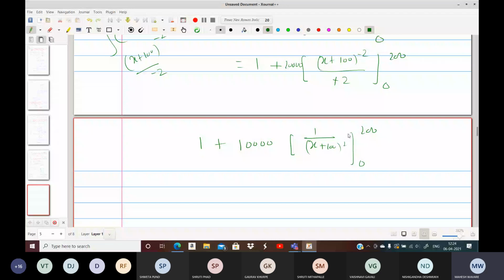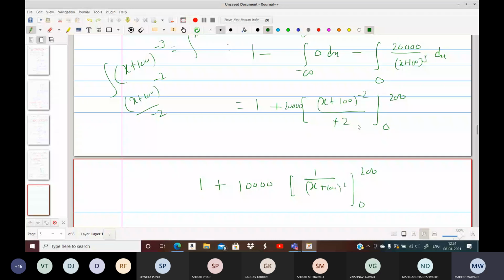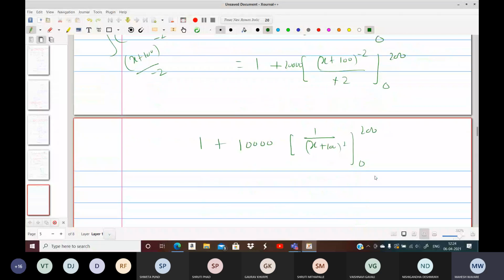Okay, I will do the calculations. 1 plus 10,000. Inside it is 1 upon x is 200. 200 plus 100, 300. 300 multiplied by 300, minus 1 upon 100 multiplied by 100. Then you put x equal to 0. So what are the calculations? It is 3 into 3, 9.